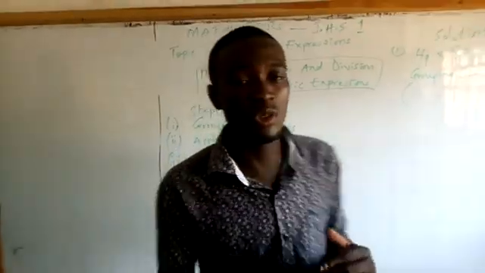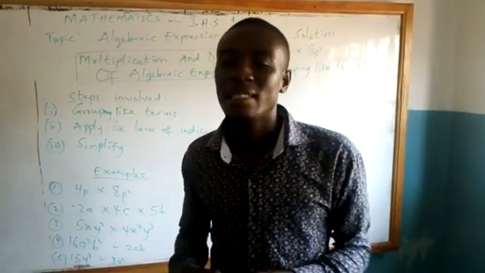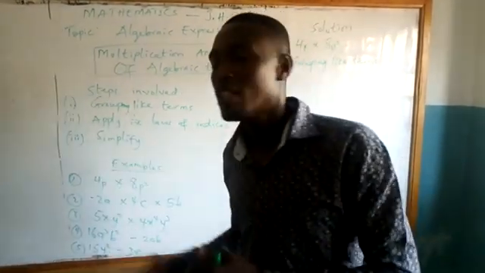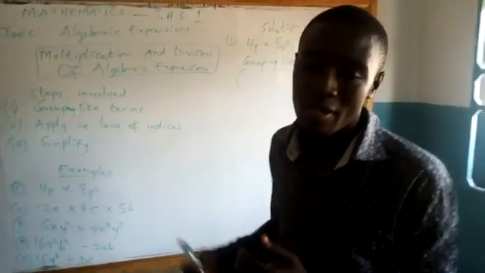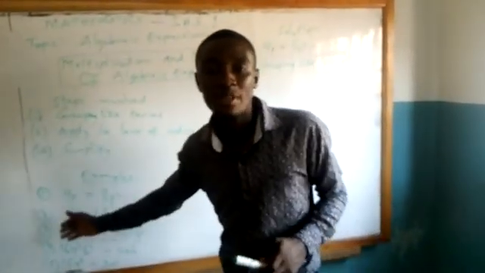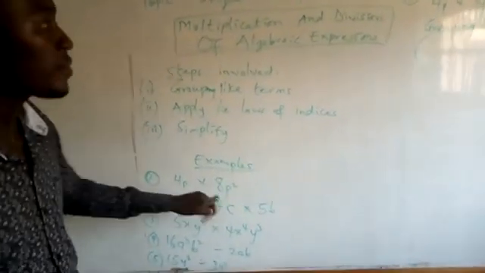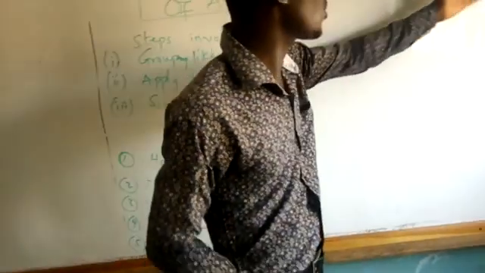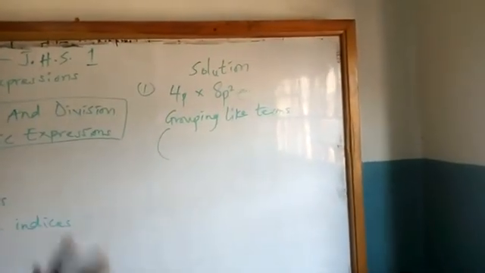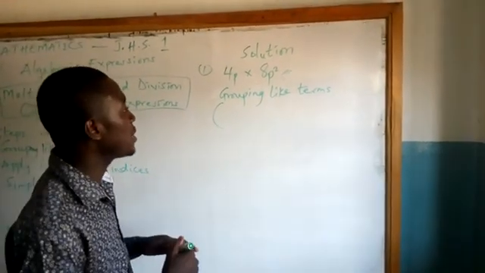So now we want to take some examples and apply what we have just understood conceptually. We want to apply and practice some examples. Looking at example 1, we have 4p times 8p squared. Like I said, you have to first group like terms. That makes it very easy. So in this first example, we want to take our steps and apply all the steps.